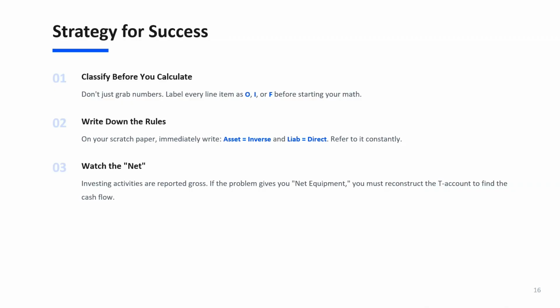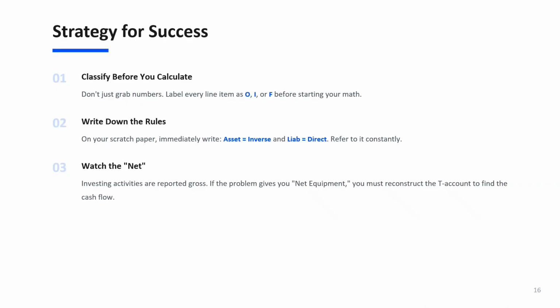Next, use your scratch paper. In the exam, they give you scratch paper, and if you want extra, you can just raise your hand and they literally bring it to you. Use it and write down the rules. It's a 3.5 to 4 hour exam, you get tired. Write down that an increase in an asset is an inverse relationship to cash flow and an increase in a liability is a direct relationship. If you refer to this constantly, you will avoid the simple errors.